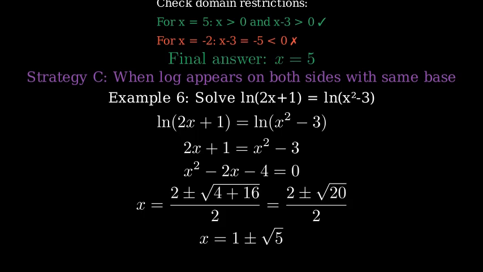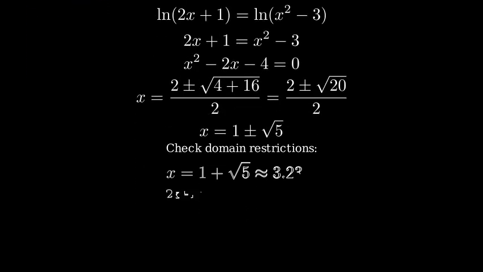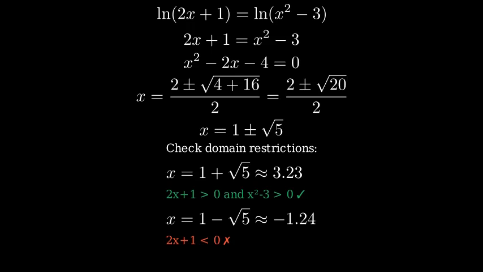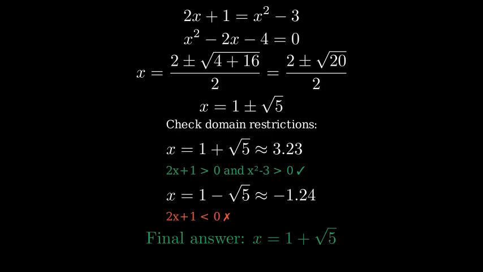Now, we check our domain restrictions. For x equals 1 plus square root of 5, which is approximately 3.23, both logarithm arguments are positive, so this is a valid solution. For x equals 1 minus square root of 5, which is approximately negative 1.24, the argument 2x plus 1 is negative, so this is not a valid solution. Therefore, our final answer is x equals 1 plus square root of 5.